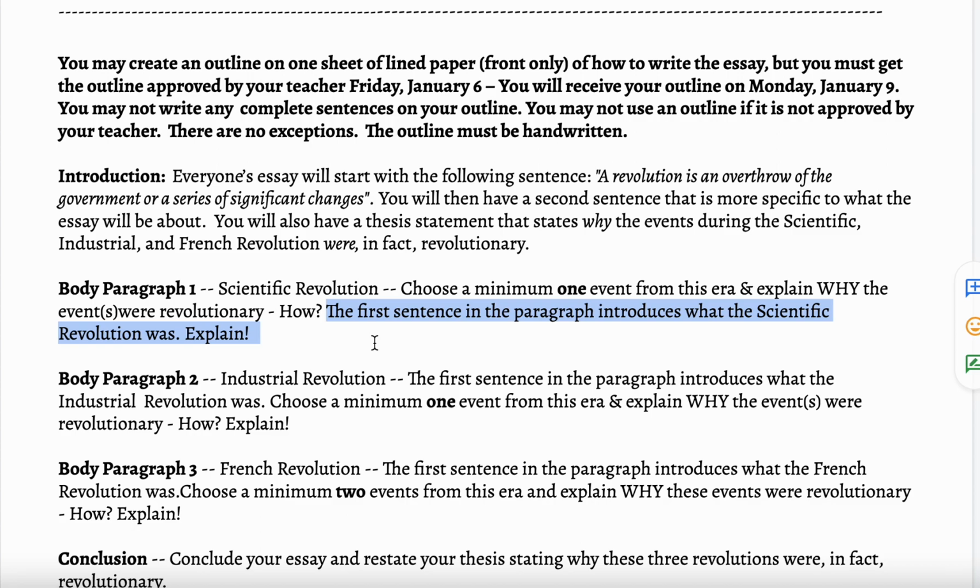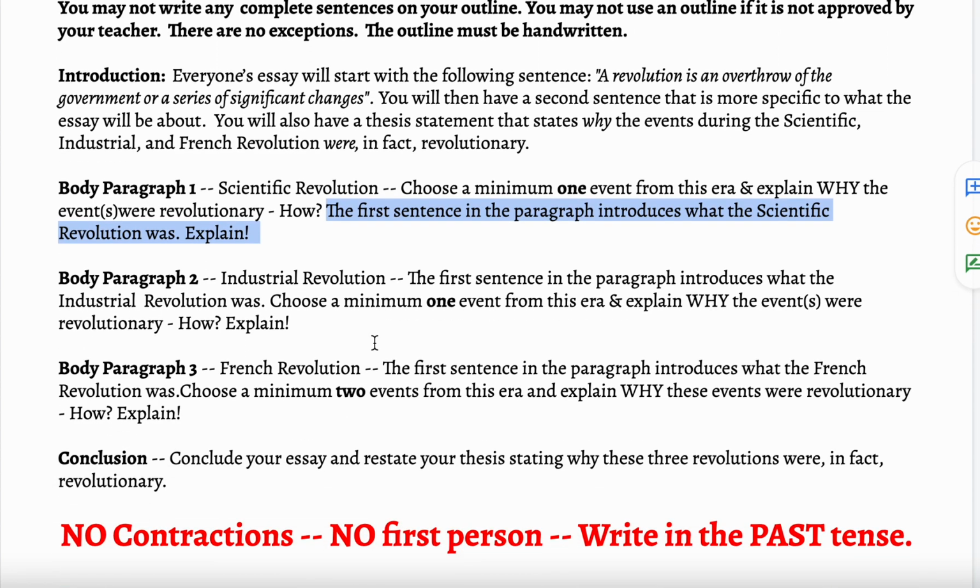You're going to want to give an example, a specific example of a significant change during the scientific revolution, a specific event that is quote unquote revolutionary. How is this a significant change in human history? Because the scientific revolution was a series of changes that challenged the old ways of thinking.